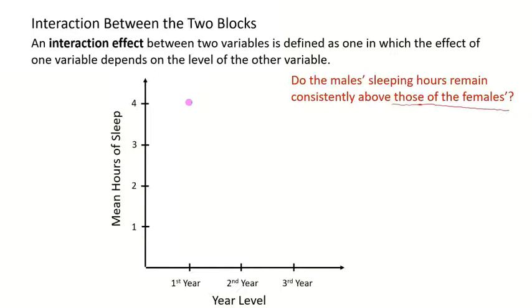So let's look at this. Remember a while ago in the table we got the means per portion of the block. So for first years, male and female, they're the same. For the second years, the male sleeping hours is above those of the females. And for the third years, the male sleeping hours is below those of the females.